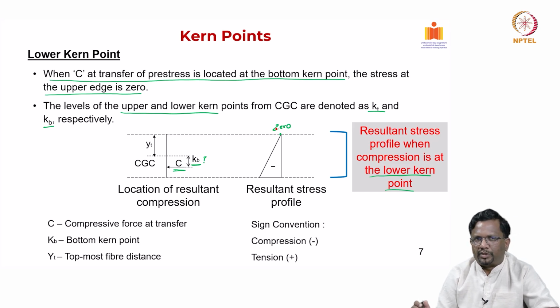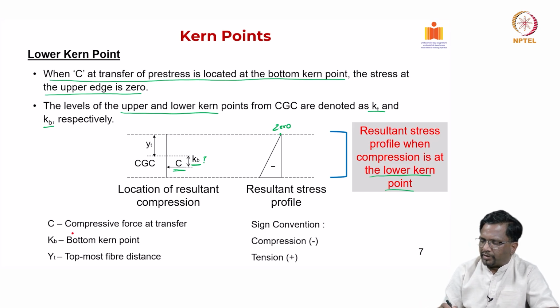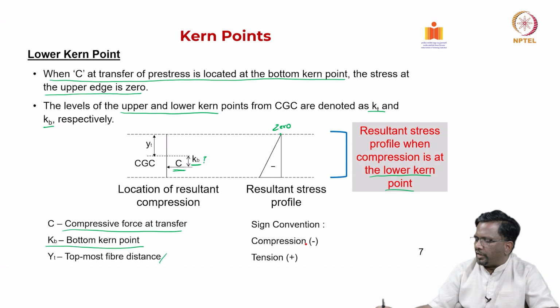We know that. So, these are the nomenclature. C is your compressive force at transfer, KB is the bottom Kern point, YT is the topmost fiber distance, and the sign convention as usual, compression we take as negative and tension we take as positive.